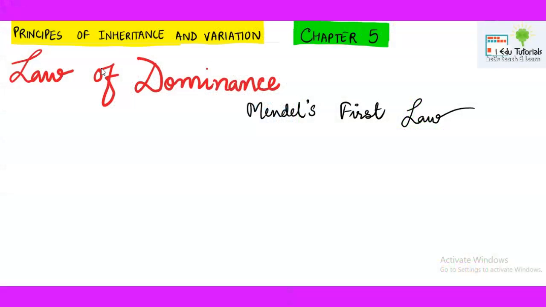Hello everyone. In this video we will specifically talk about the law of dominance, which was the first law by Mendel. Till now we have already discussed who Mendel was, which plant was chosen by him, why the pea plant was chosen, the genetic terminology, dihybrid cross, monohybrid cross, and their phenotypic and genotypic ratios. If you have not watched my videos on these topics, please do so.